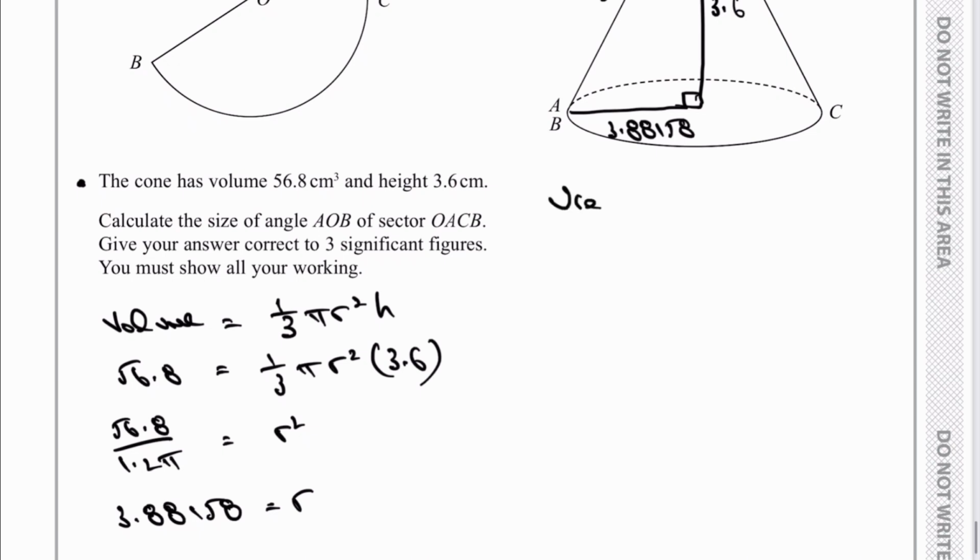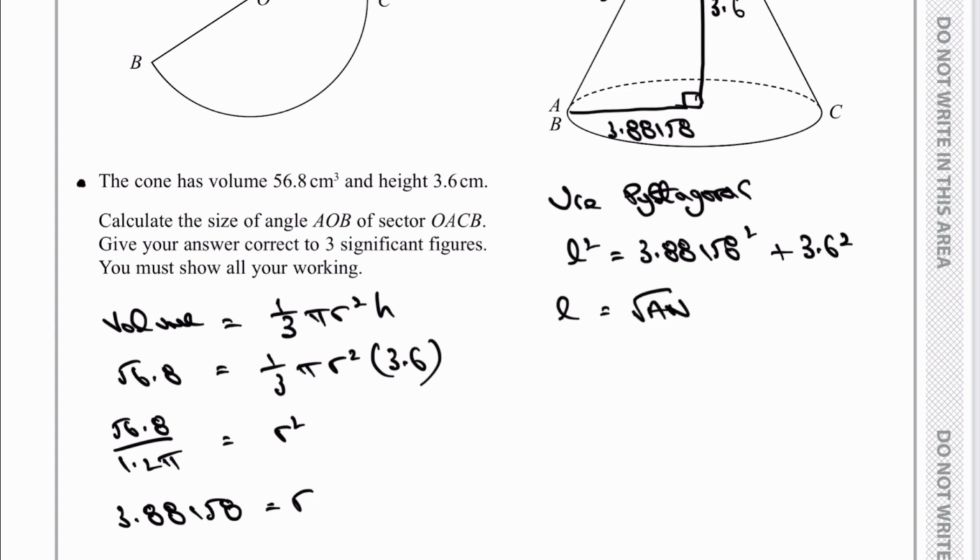If I just put a point here, so use Pythagoras. What we're going to say is that L squared equals, I'll just write it out, 3.88158 squared plus 3.6 squared, and again work all of that out. I would just do L is equal to the square root of 3.88 squared plus 3.6 squared, so therefore that's going to give me 5.294.